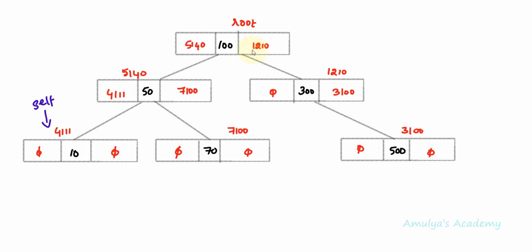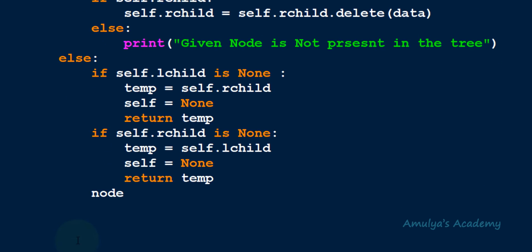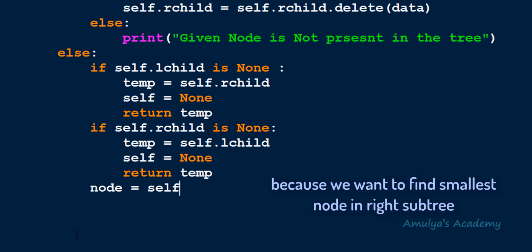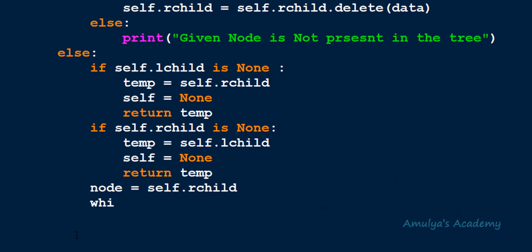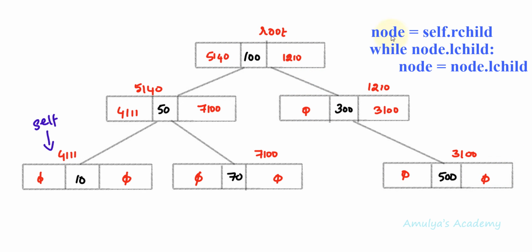Before deleting the node, first I need to find the smallest node in the right subtree, right? So for that, what I need to do is, I'll take a variable here. I'll take node. You can take any variable. And here I'll take self.rchild. Then here I'll perform while node.lchild is not none, node is equal to node.lchild. What I'm doing here is, before deleting the node, I need to find the node with the smallest key in the right subtree, right? So for that, if I want to delete this node, this will become self. First I'll take its rchild, so I'll take node equal to self.rchild. So now it will become this.